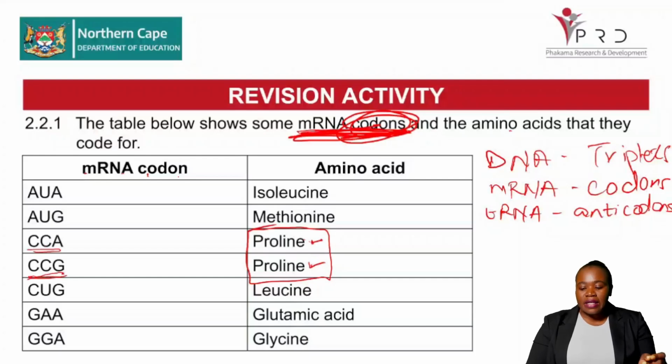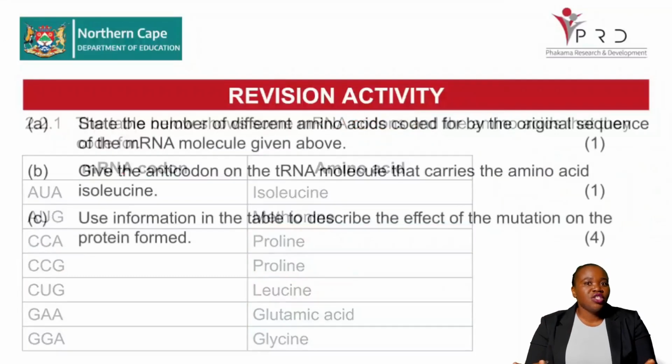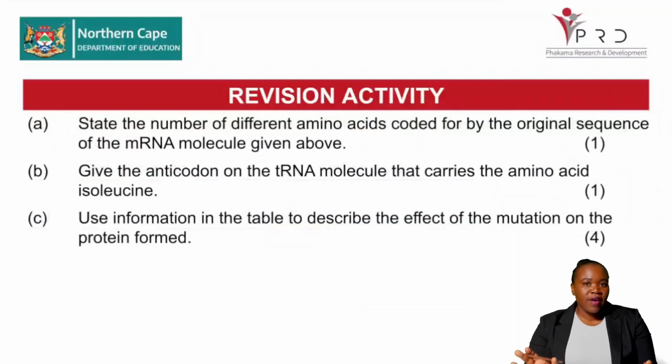You must find out first. You must check, has this led to a change in the amino acid, or does it still code for the same amino acid? If it codes for the same amino acid, it means that should any mutation happen, that mutation will not necessarily affect the amino acid that is going to be coded for, therefore it does not change the protein formed. However, if it changes the amino acid, then the protein formed will also be different. Now let's jump into the questions and see.